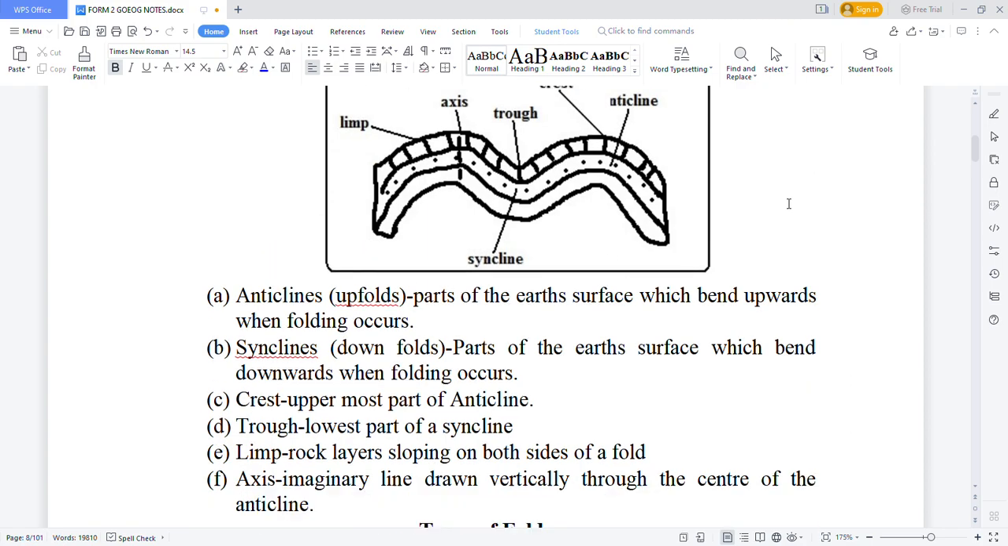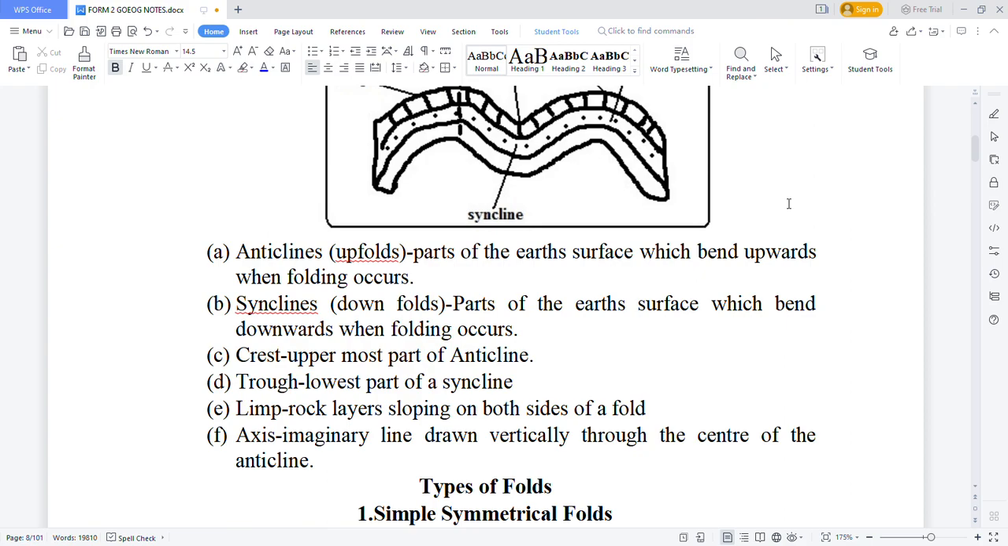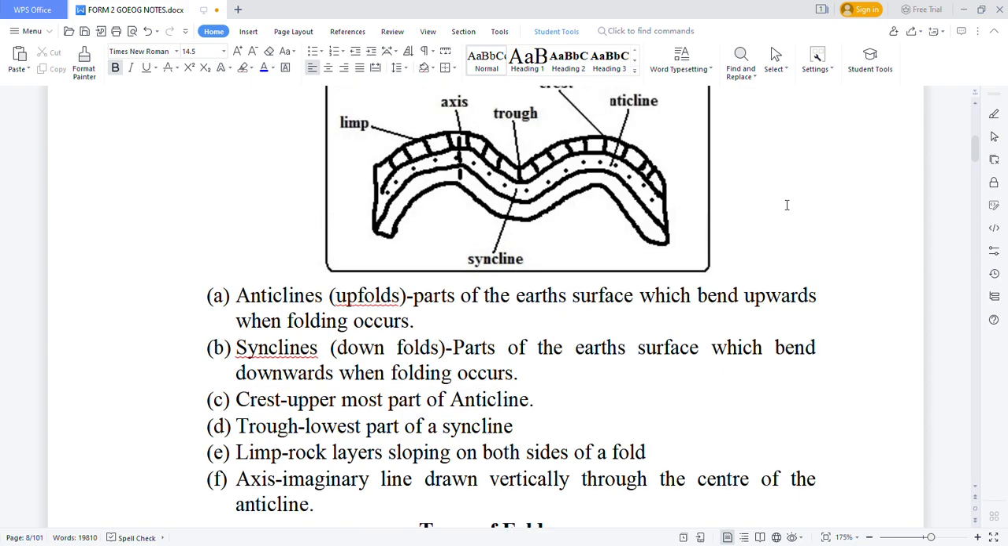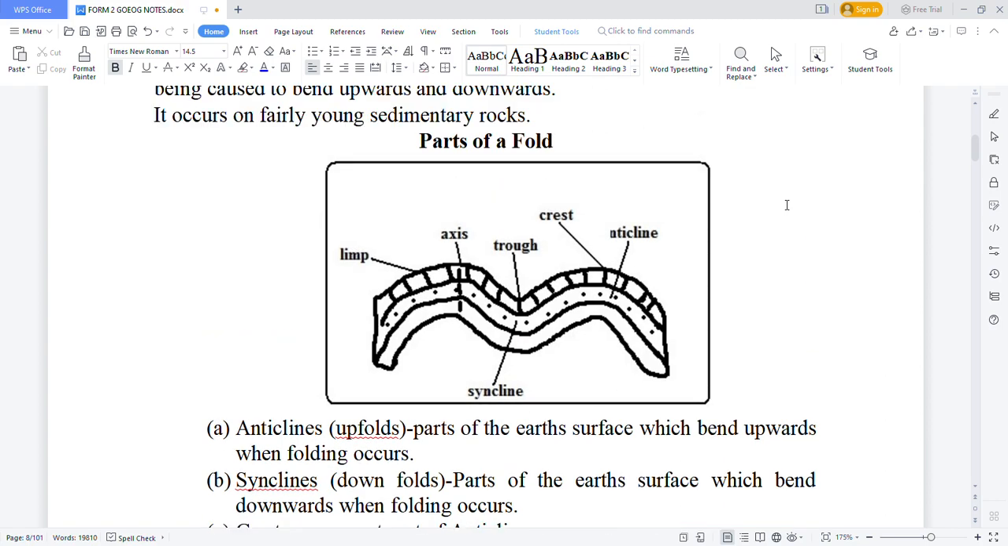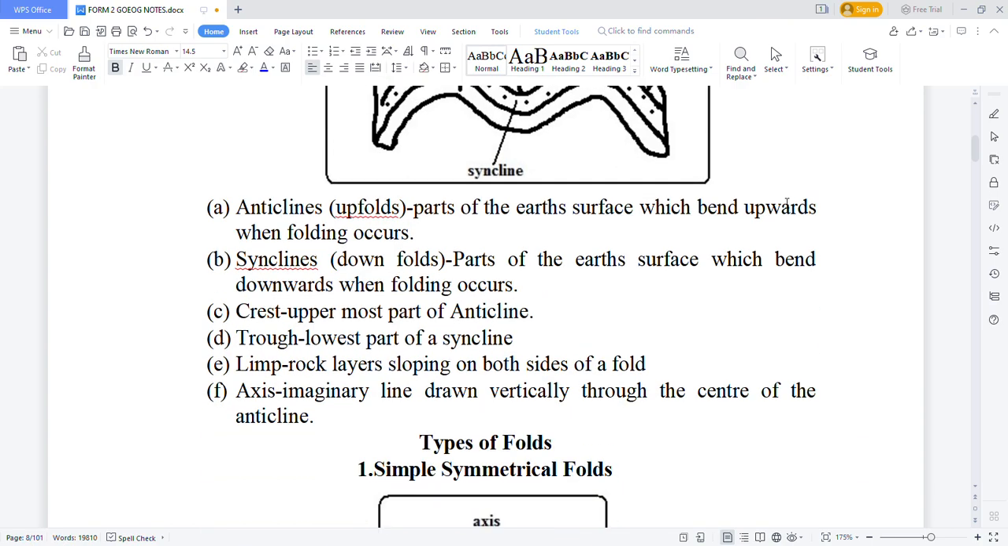Axis. An imaginary line drawn vertically through the center of the anticline. Kindly take note of the diagram. It is very important. It is always settable.